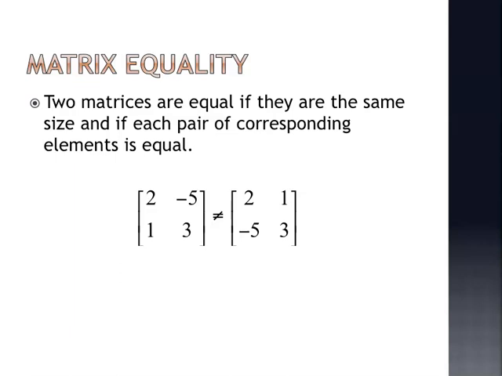However, if you look at the second element in the first row, you have a -5 in the first matrix and a 1 in the second one. If those were the same, and if the second row, first element were also the same, then you could say that these two matrices are equal. But everything has to be equal, not just that they have the same elements, but those elements have to be in the same corresponding positions.